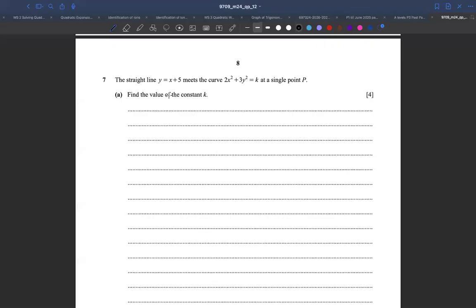Okay. This question says a straight line meets the curve at a single point P. Whenever there is an unknown constant, you will be using b square minus 4ac. And as it's a single point, you already know in advance, this is something you should write down immediately: b square minus 4ac equals 0. Now equate the two equations. So this is 3y square. In place of y, I can write x plus 5, right? So in place of y, I write x plus 5.